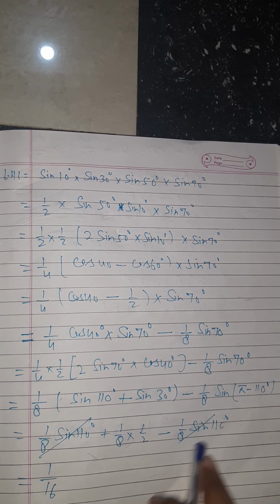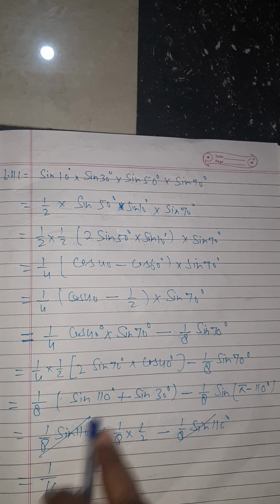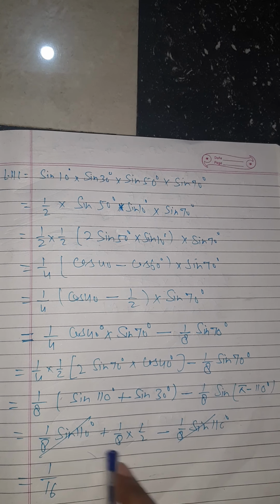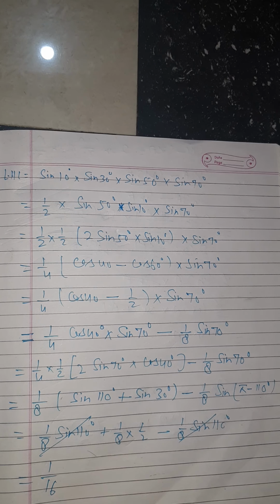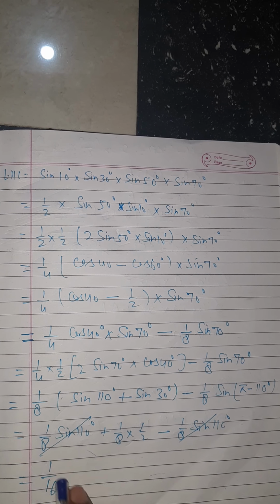And now you can see that minus 1 by 8 sin 110 degrees and plus 1 by 8 sin 110 degrees will get cancelled. Sin 30 will be 1 by 2, and 1 by 8 into 1 by 2 becomes 1 by 16. And that is the right hand side.